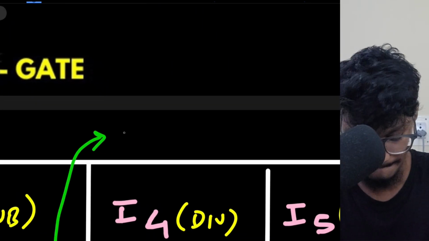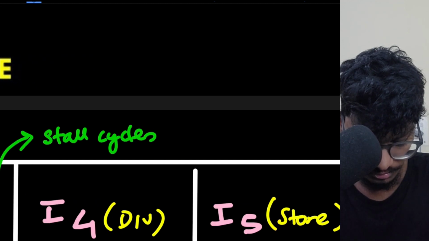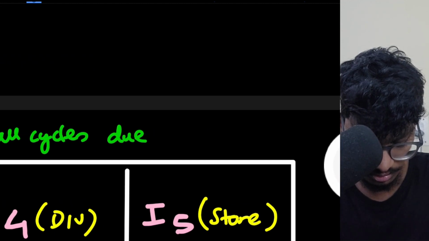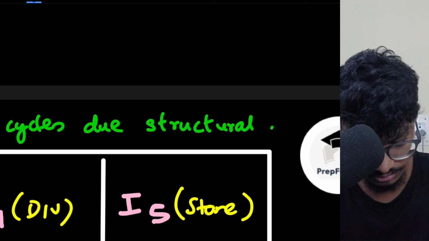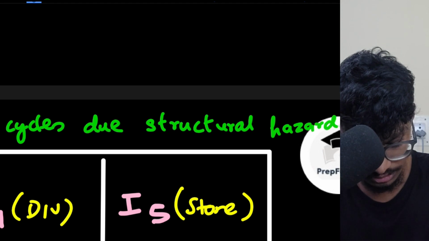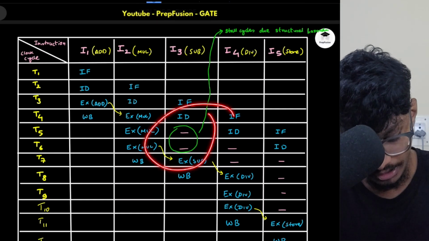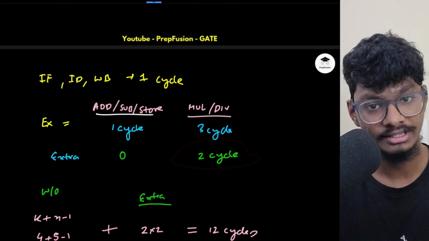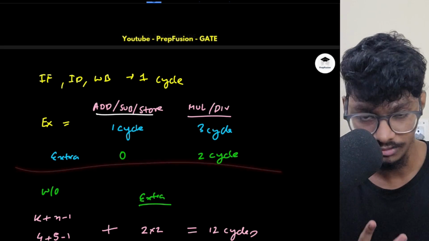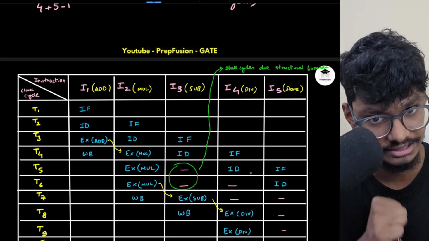Stall cycles due to structural hazards. Okay, these are not due to data dependency. So here I have 2 extra stall cycles. So how did it come here, right? Already I have shown you using the method what we do, but here we can visually see where the 2 extra stall cycles are present.